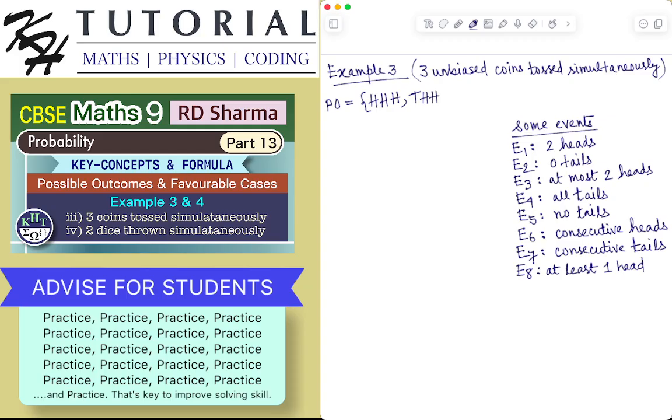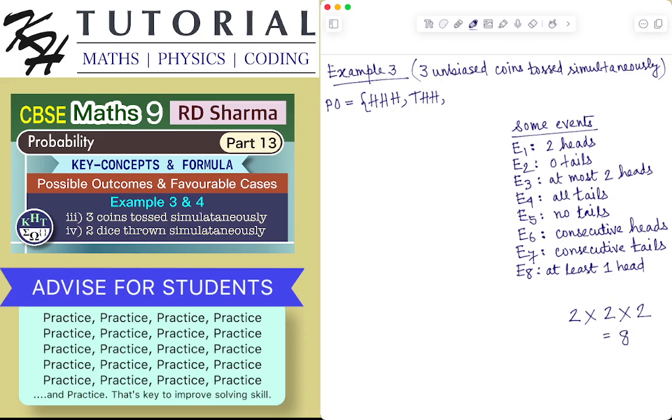How do you know how many outcomes there are? The first coin has 2 possibilities, head or tail, multiplied by the second coin, which also has 2 possibilities, head or tail, multiplied by the third coin, which has 2 possibilities, head or tail. 2 times 2 times 2, so there will be 8 possible outcomes.